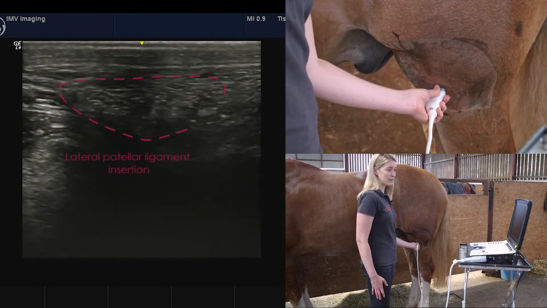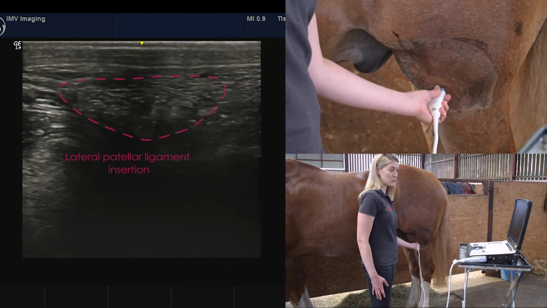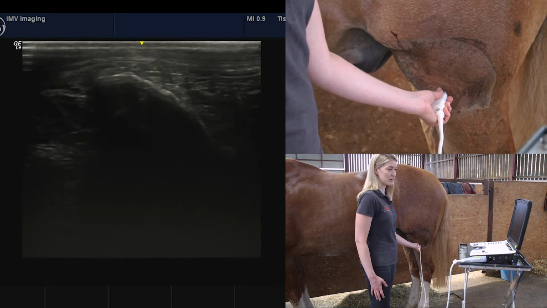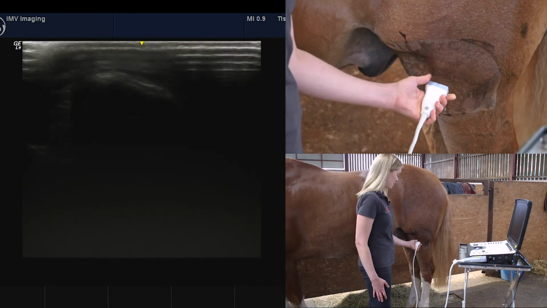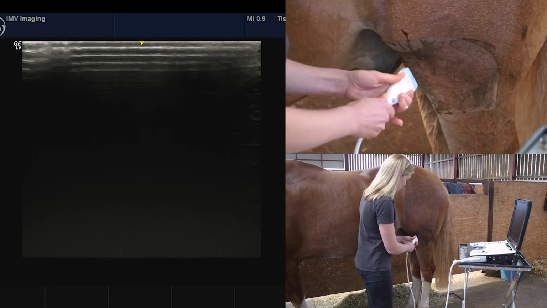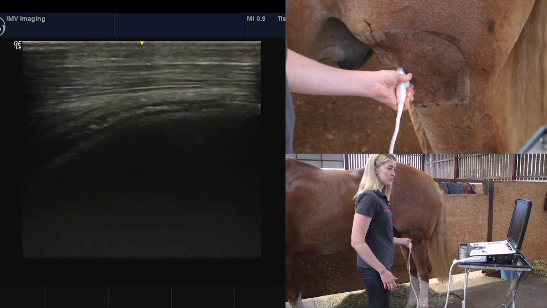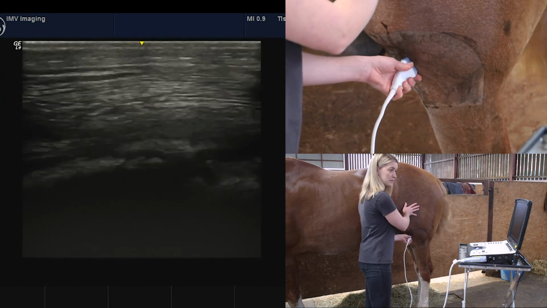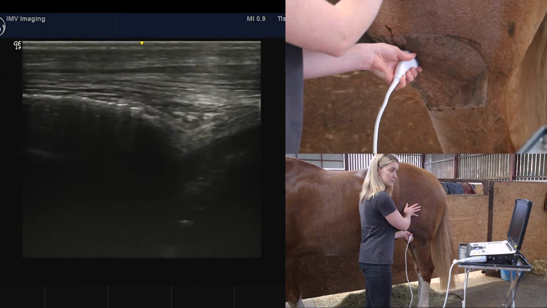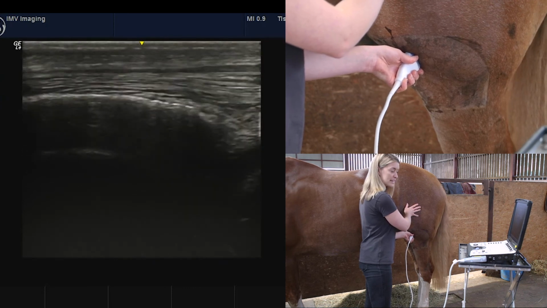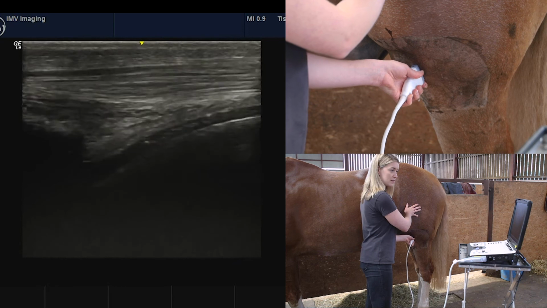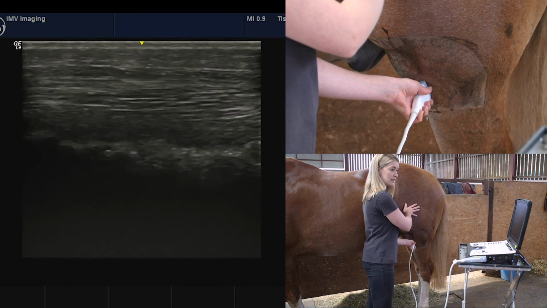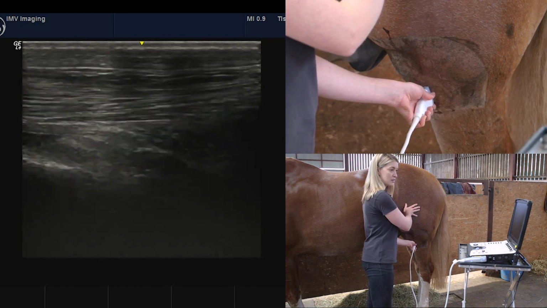At this level, it can have a variable degree of striations, which is completely normal. And we follow it onto the insertion on the lateral aspect of the tibial crest. Again, we'll move the probe round to evaluate the ligament in longitudinal section. There's the origin on the distal aspect of the patella, moving over the lateral trochlear ridge and inserting onto the tibial crest.